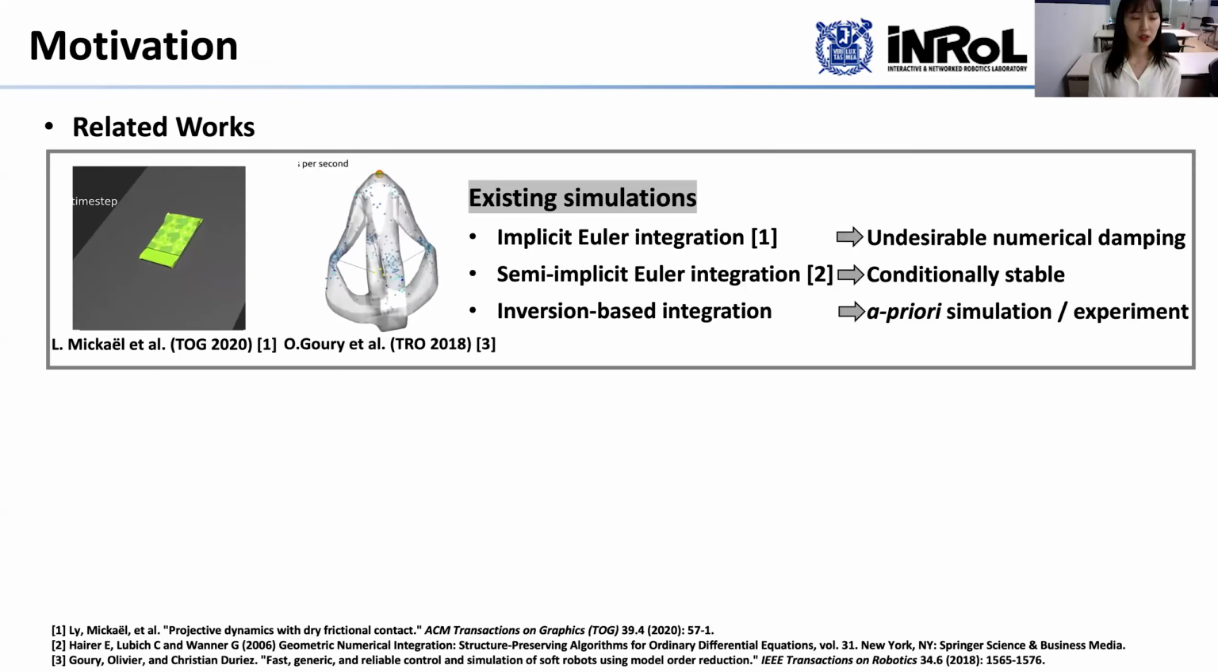Recent studies related to FEM simulations typically rely on iteration-based implicit Euler integration, which induces undesirable numerical damping and cannot simulate fast motions, whereas semi-implicit Euler integration is only conditionally stable. Also, in case of inversion-based simulations, model reduction is essential, and for this, a prior simulation or experiment is required. Therefore, existing simulators are inappropriate for snap connection simulation.